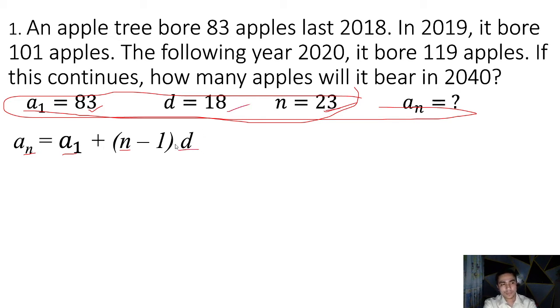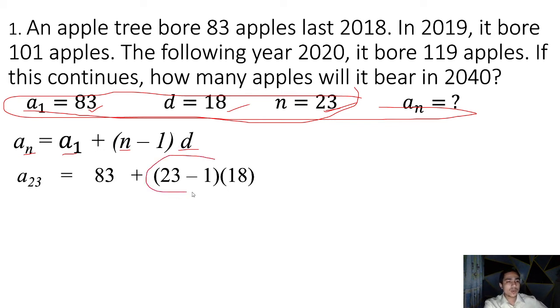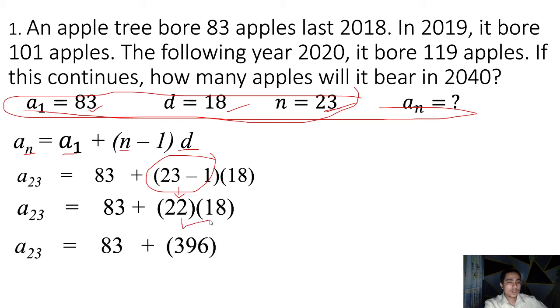Now, yan, na-substitute na tayo. So, first thing to do is 23 minus 1, which will give us 22. Now, eto muna, multiplication. Okay? So, ang magiging sagot dyan is 22 times 18, and that will give us 396. And then, the last thing to do, since parehas naman silang positive, positive yung 83, positive yung 396, i-add lang natin. And that will give us 479. O, diba? Mabilis lang.